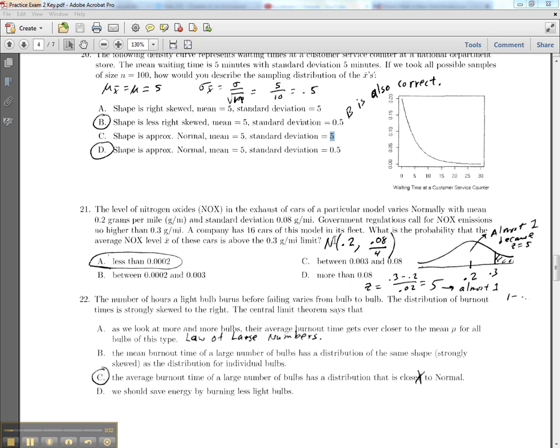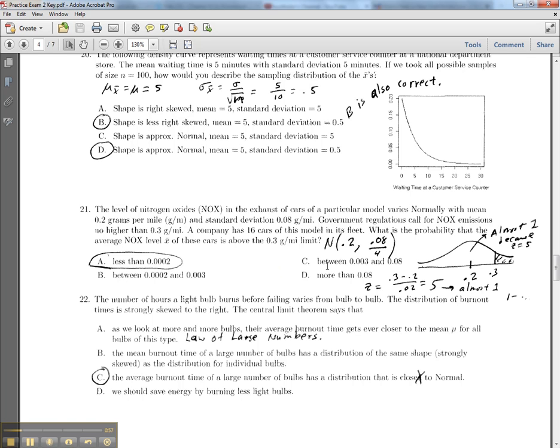So to describe this distribution, my mu is 0.2, normally distributed with mu 0.2, right? And then my standard deviation, because it is from a sample, is the sigma, 0.08, divided by the square root of n, which is the square root of 16, which is 4, right? So 0.08 divided by 4.